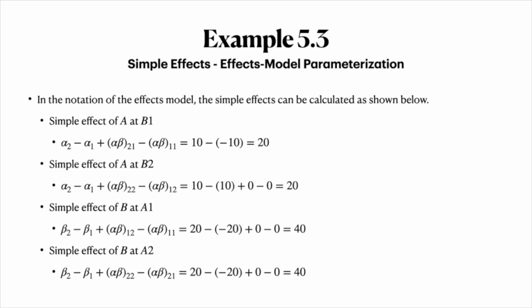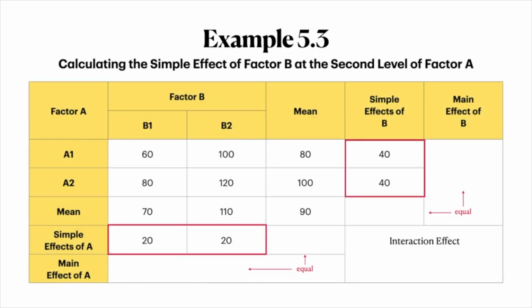And then finally, the simple effect of B at the second level of A is beta 2 minus beta 1 plus alpha beta 2,2 minus alpha beta 2,1. That's equal to 20 minus a negative 20 plus 0 minus 0, which again is 40. And so we see that both simple effects of A are 20, both simple effects of B are 40, and that's what we found in our previous calculations, and so that matches up.